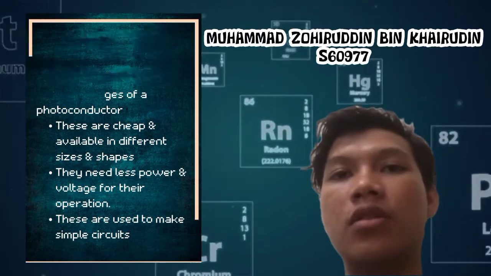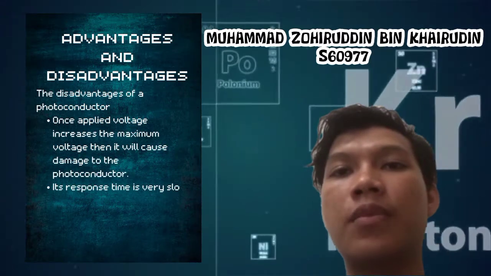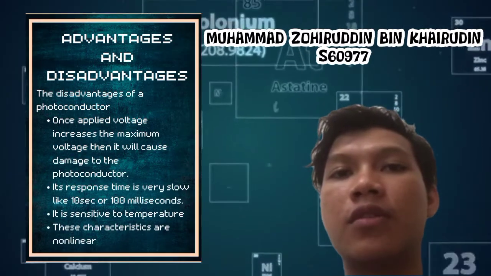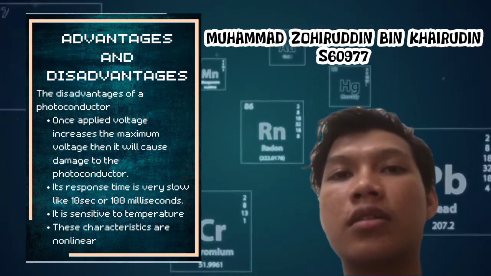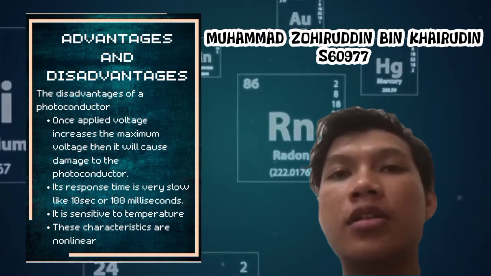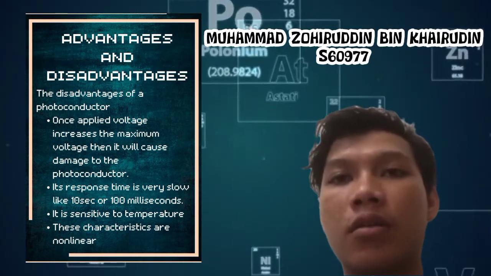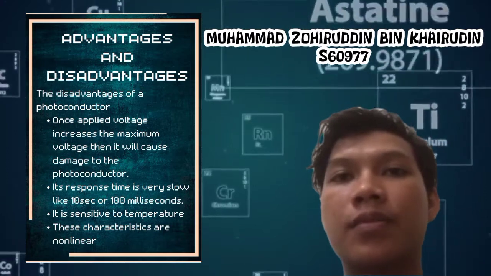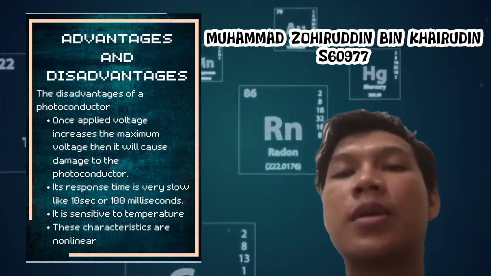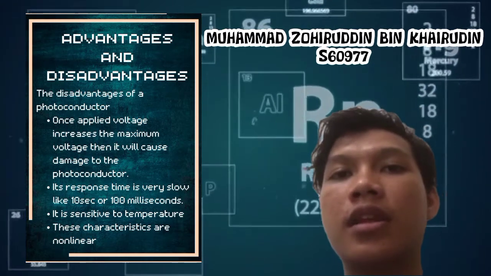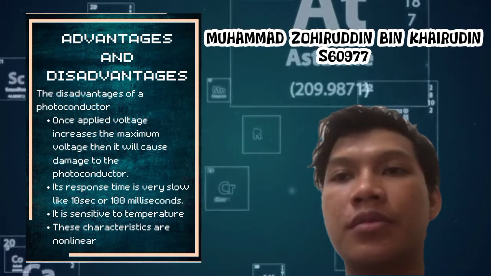The disadvantages of photoconductive: First, once the applied voltage increases past the maximum voltage, it will cause damage to the photoconductor. Second, its response time is very slow, like 10 seconds or 100 milliseconds. Third, it is sensitive to temperature. And last, these characteristics are non-linear.